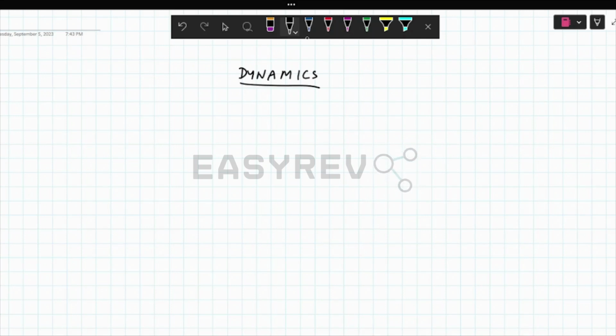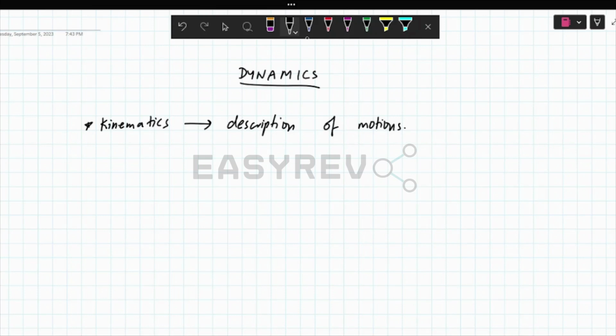Now before this point we have discussed all of the details within kinematics, right? And in kinematics, if we recall, we had basically studied the description of motion and how we can do it both qualitatively through graphs and quantitatively through equations, right?